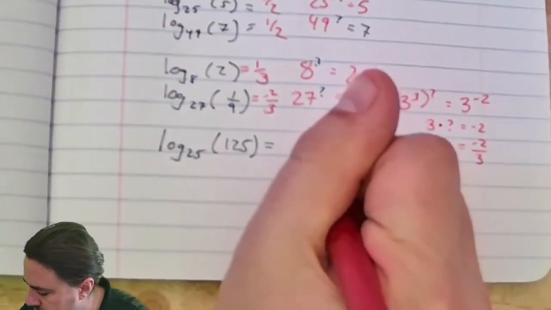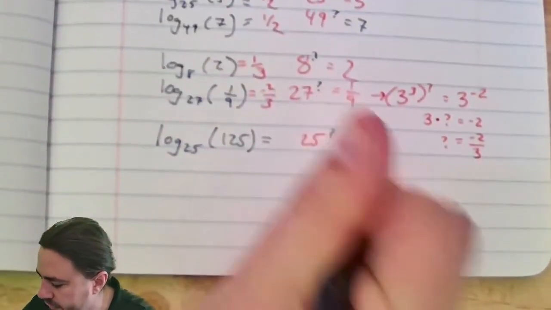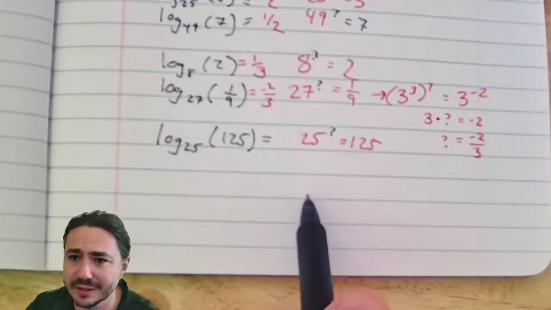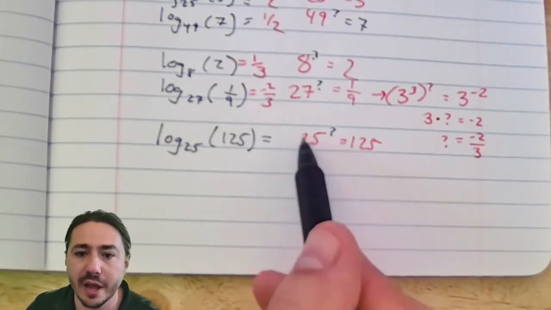Another kind of weird one here. 25 to what power is 125? That doesn't work out perfectly, right? Like 25 squared is 625, something like that. It's going to be way bigger than 125. So we need a way to kind of get there.